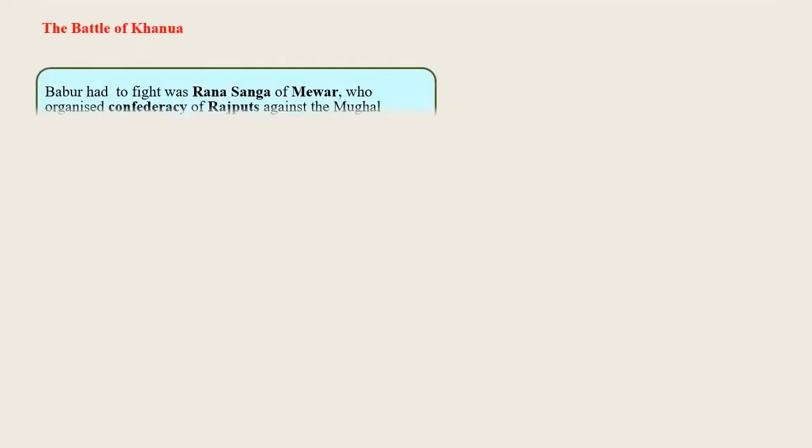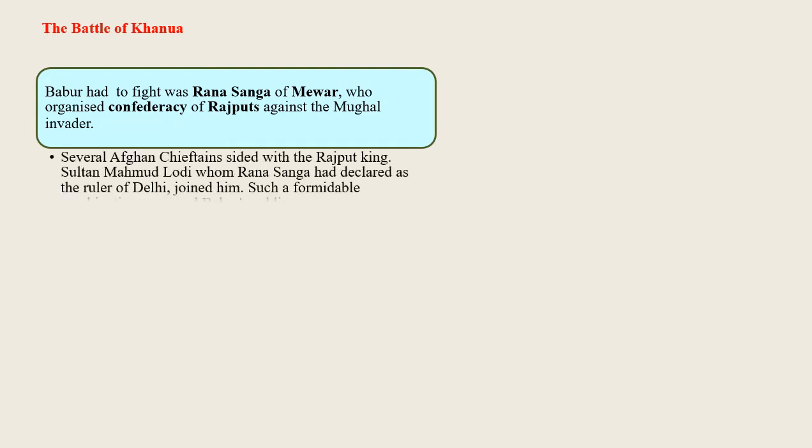The Battle of Kanwa. The most formidable chieftain against whom Babur had yet to fight was Rana Sanga of Mewar, who had organized a huge confederacy of Rajputs against the Mughal invader. Several Afghan chieftains also sided with the Rajput king. Sultan Mahmud Lodi, another son of Sultan Sikandar Lodi, whom Rana Sanga had declared as the ruler of Delhi, joined him. Such a formidable combination unnerved Babur's soldiers.